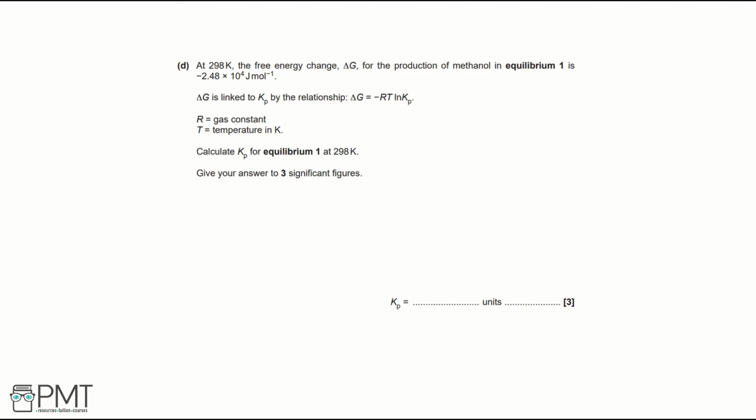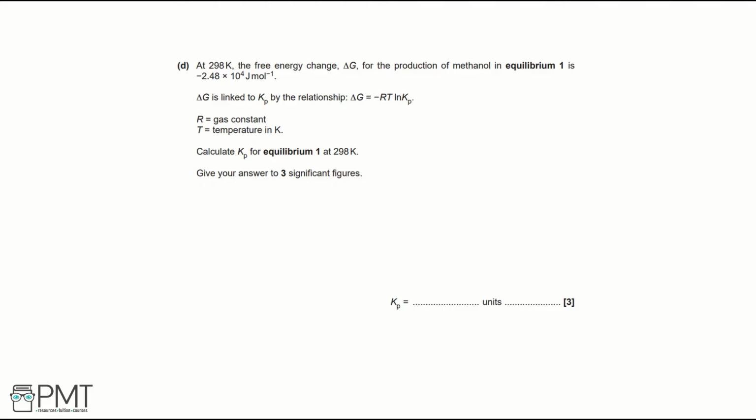Part D. At 298 Kelvin, the free energy change delta G for the production of methanol in equilibrium 1 is minus 2.48 times 10 to the 4 joules per mole. Delta G is linked to Kp by the relationship delta G equals minus RT ln Kp, where R is the gas constant and T is temperature in Kelvin. Calculate Kp for equilibrium 1 at 298 Kelvin and give your answer to 3 significant figures.